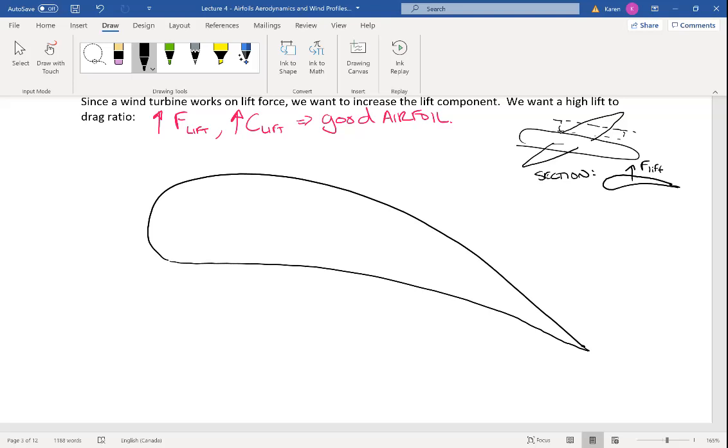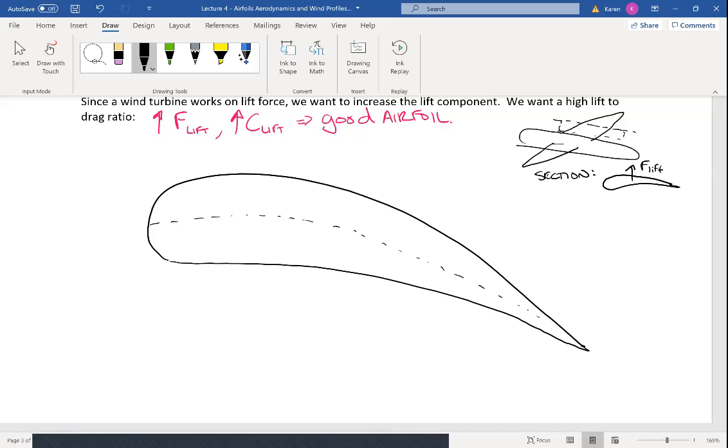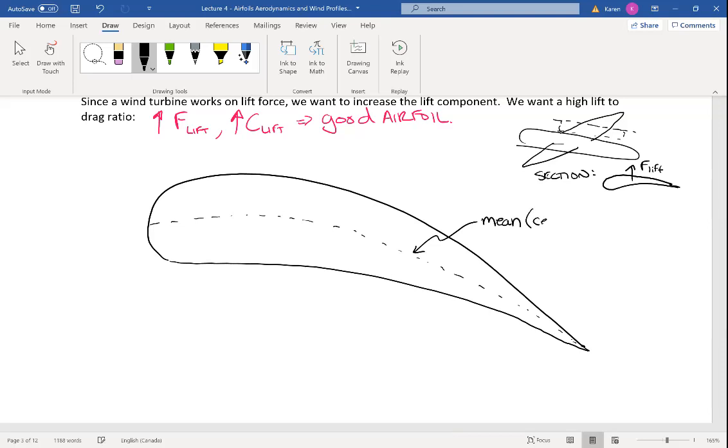The airfoil can have a center line. So this is a mean line where this distance is equal to this distance. I'm going to call this mean line, or center line. So everywhere on this path, you have equal on either side. So that mean or center line is going to be a little bit curved as well.